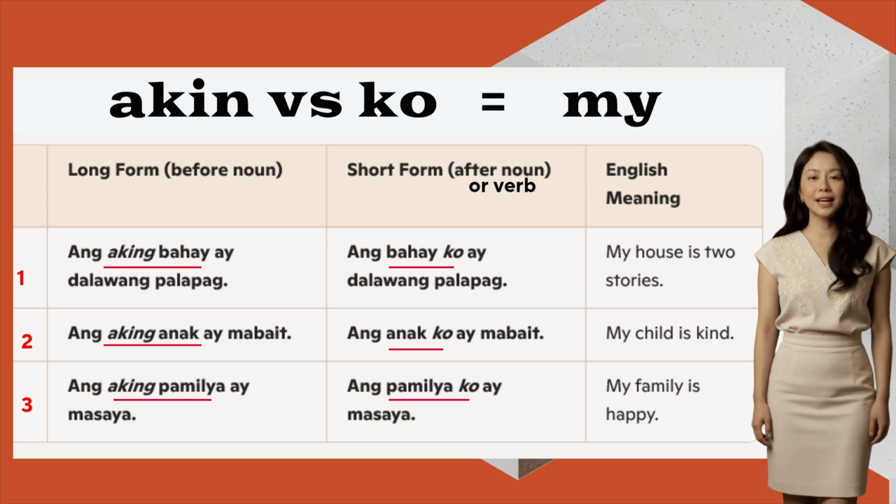Number 2, ang aking anak ay mabait. Ang anak ko ay mabait. My child is kind. Same meaning, different placement. Number 3, ang aking pamilya ay masaya. Ang pamilya ko ay masaya. My family is happy. Again, the long form leads the phrase and the short form follows the noun. So, akin before the noun, ko after the noun. The meaning stays the same, only the structure changes.